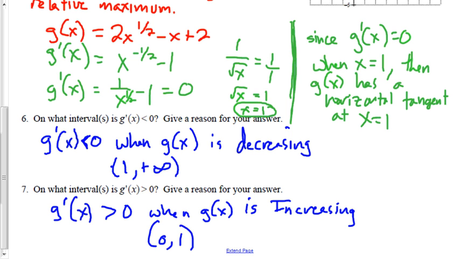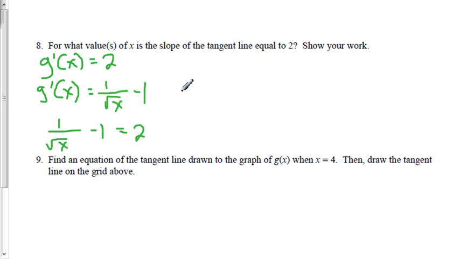Let's do 8 and 9, and then we'll go to the next video. Okay, when do I have a tangent line that has a slope equal to 2? So that's saying when is the derivative equal to 2? This is what we found for the derivative, and now I just set those equal to each other, and then I can solve. So let's do that. So 1 over square root of x equals 3. Set that up as a proportion.